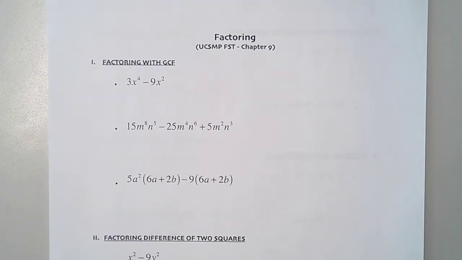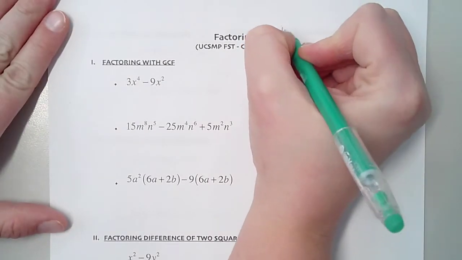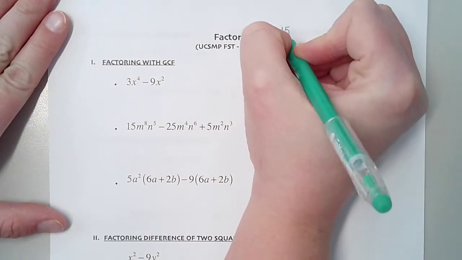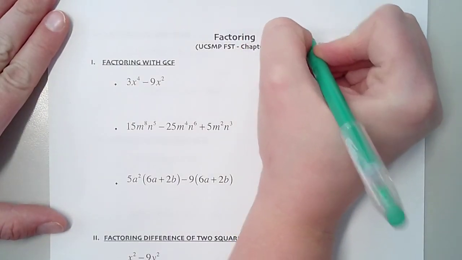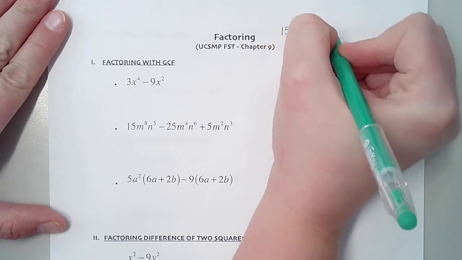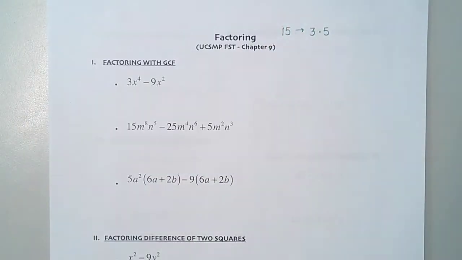Factoring means to break something into its factors, and factors are things that multiply together to make a larger number. So, for example, if I gave you the number 15 and I asked you to factor it, you could write it as 3 times 5, and that's a factored version of 15. Okay? So factoring is all about writing things as a multiplication problem. We want to write things as a product.